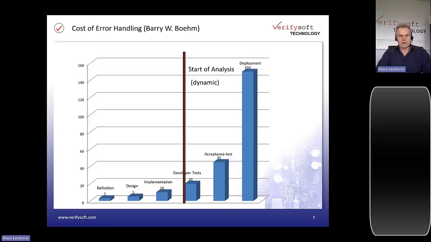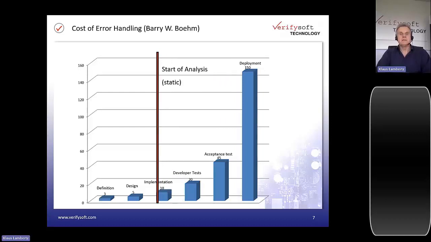So the start of dynamic analysis, I can only do this when the implementation is done, when I have a software which I can run, which I can execute. Compared to this, the static analysis is easier. It's already possible during the implementation. As soon as you have a little part of code, you can already check it by a static analysis. That can be done by the developer himself.